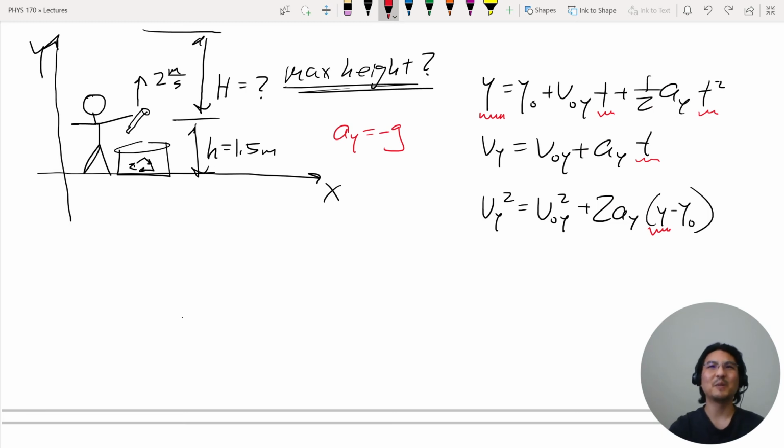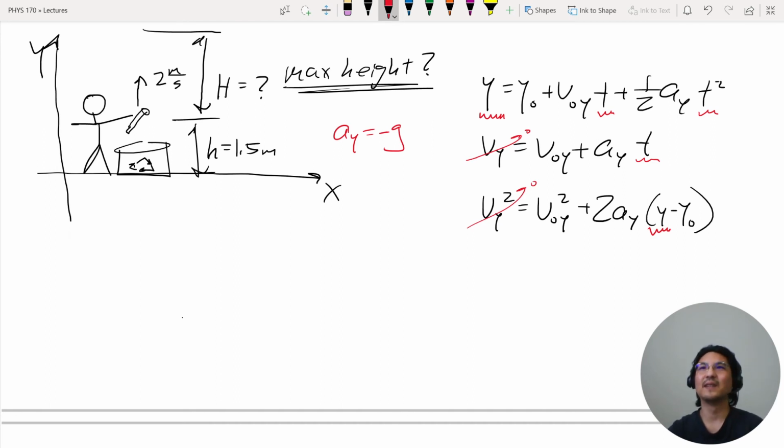The maximum height, maybe think about it, like something goes up in the air and then it falls back down. At the maximum height, what's the velocity? Right at that instant it is 0, right? Because it goes up, it goes up. At that instant at the top, it's going 0 meters per second and then it falls back down, right? So at the maximum height, this is 0. This is 0.